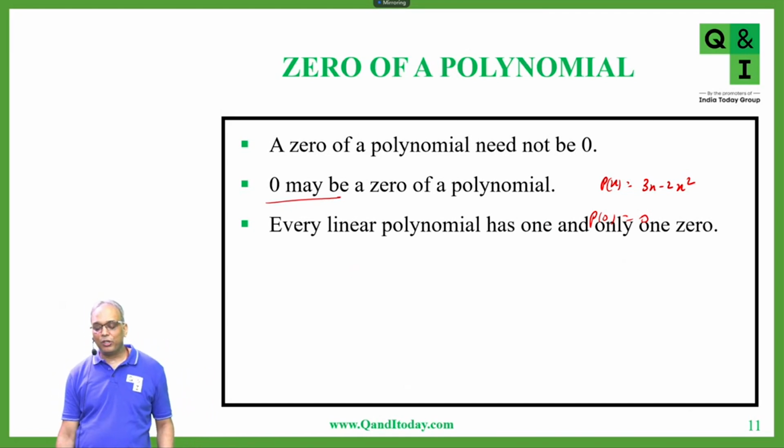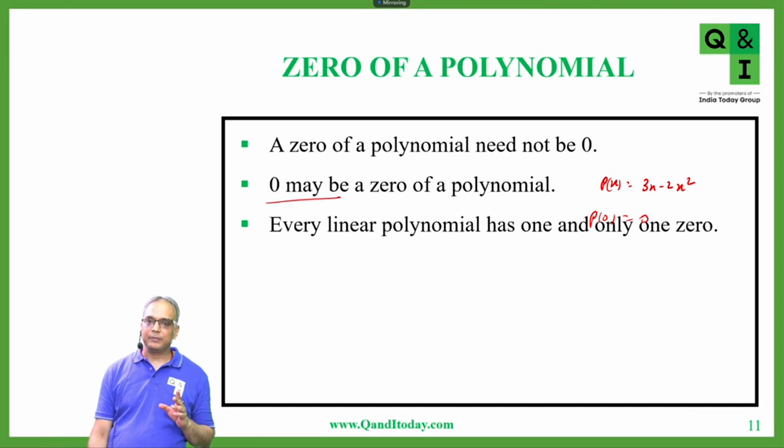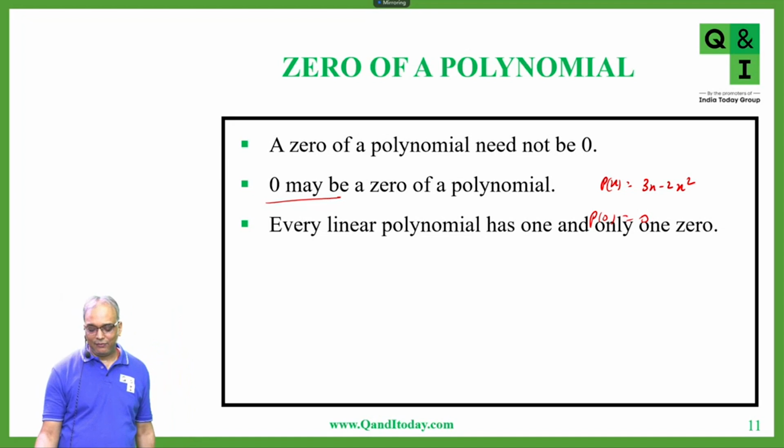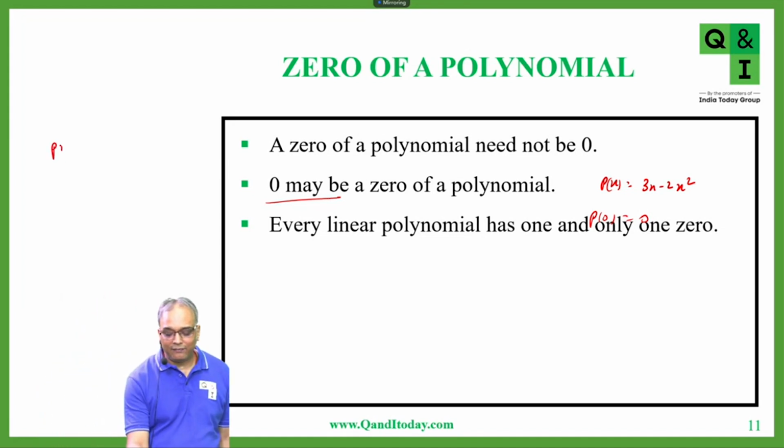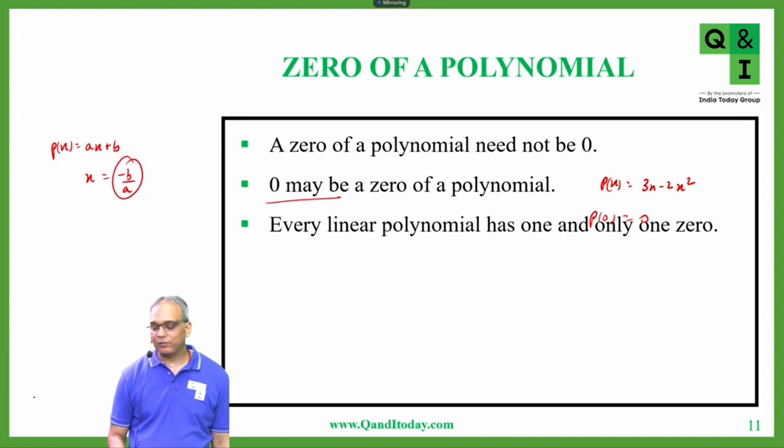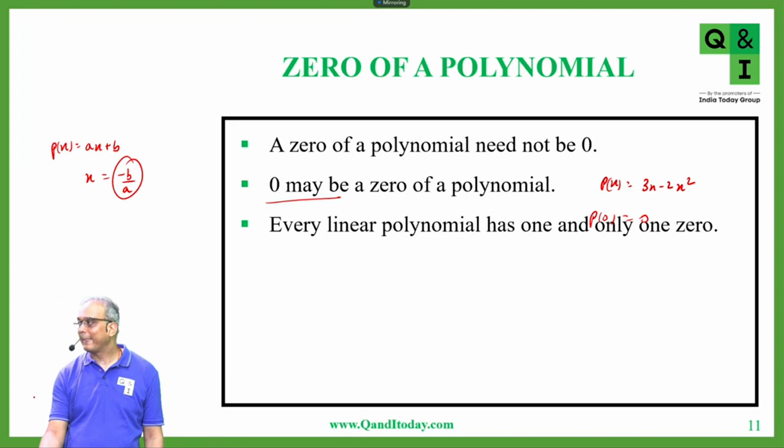Every linear polynomial has one and only one zero. And we already saw that if the polynomial p(x) is equal to ax plus b, the zero x equal to minus b by a is the zero of the polynomial.